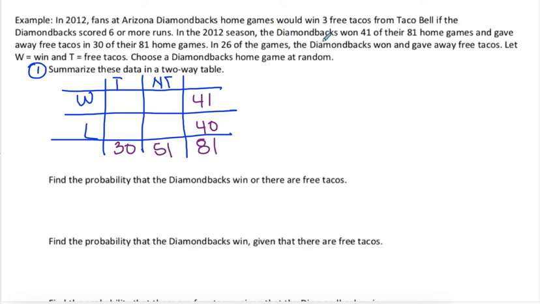In 26 of the games, the Diamondbacks won and gave away free tacos. So this would be 26 here. There were 4 games where they did get 6 or more and still ended up losing. So there's our total here. And then going each direction, this would be a sad game to attend. There were 36 games where they lost and had no tacos. And then if we look here, there are 15 games where they won, but not by 6 or more runs, or didn't score 6 or more runs. So now we've filled in our table here.